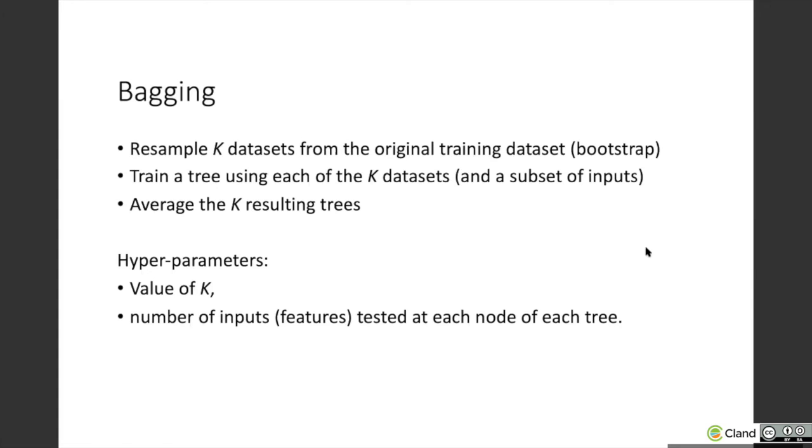Then you train one tree using each of the k data sets. In addition to that, you don't use all the inputs in each data set. So in each data set, you will sample part of the inputs and part of the rows. So each data set will differ from the others, not only on the individuals, but as well on the inputs.